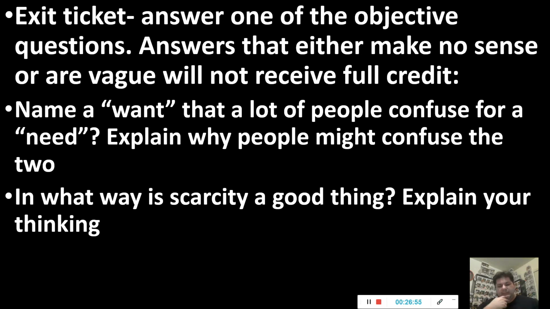Okay. The next thing is, in what ways is scarcity, when there's not a lot of something, in what way is that a good thing? That there's not enough of the resources? In what ways could that be good? So this one requires a little bit more thinking, using your creativity. But I believe you guys can do it. I know you guys can do it. Okay, so write your responses.